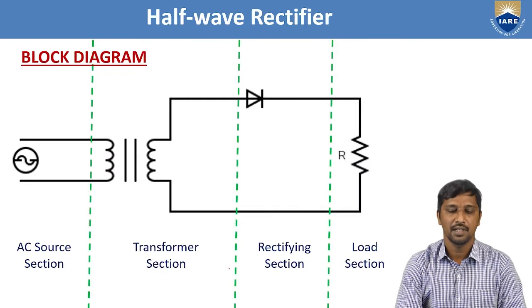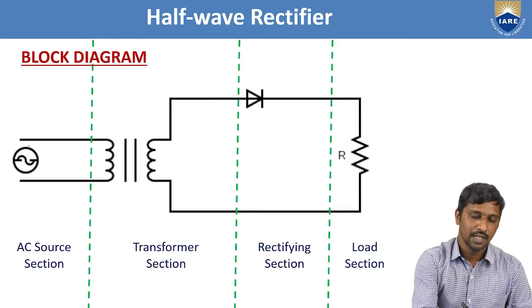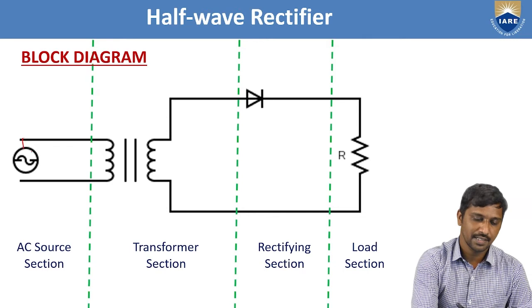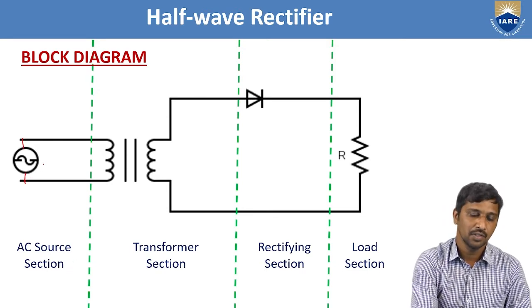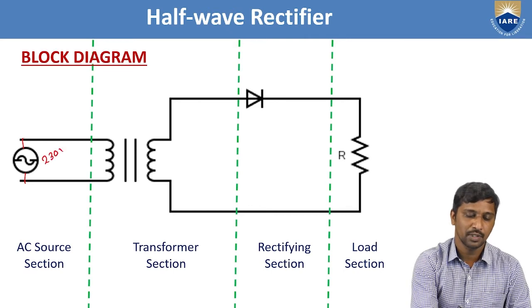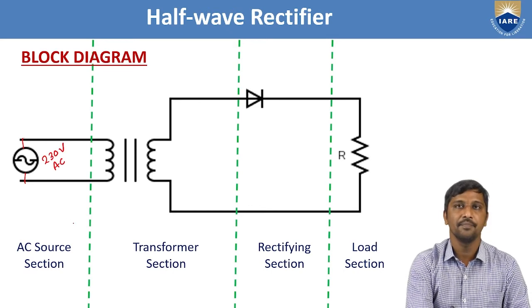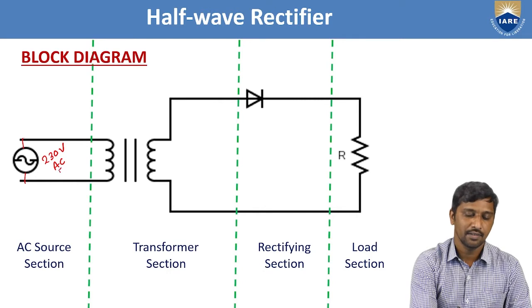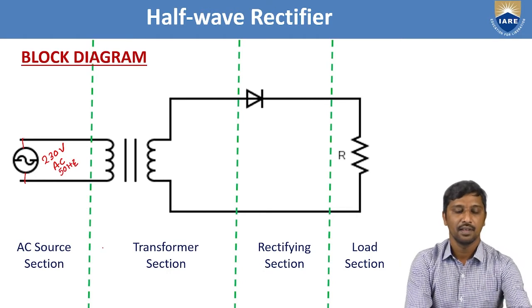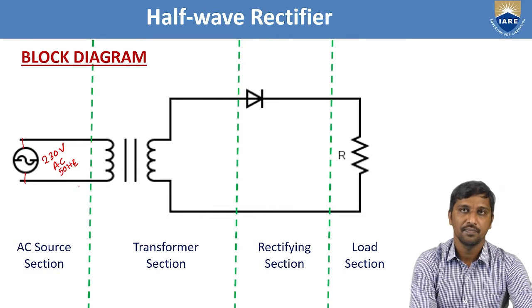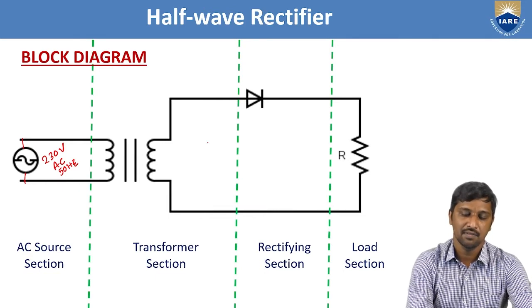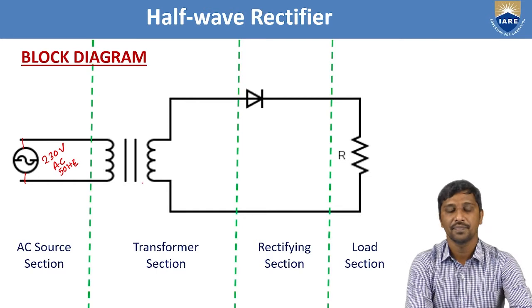Coming to this half-wave rectifier, we have three different sections. One is the input side, where we have the AC source section. Here we apply a 230 volts AC signal, and generally the frequency is 50 Hz. According to the Indian standard, the frequency is 50 Hz. And why is this 230 volts important? That is why we are using the transformer here.